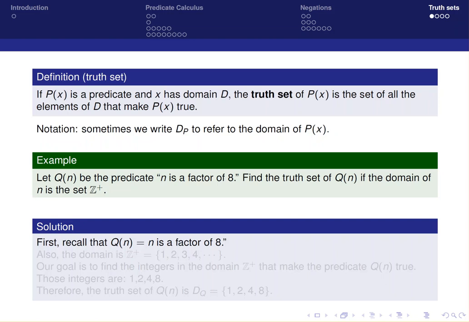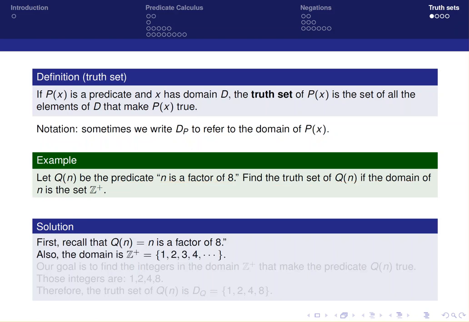And there are times when we write the truth set as D with the little p on the bottom in the index position to talk about the truth set of the predicate p. So for instance, if the predicate is q of n, and q of n stands for "n is a factor of 8," then the truth set depends on the domain that I'm in. If my domain is the set of positive integers, then what would the truth set look like?